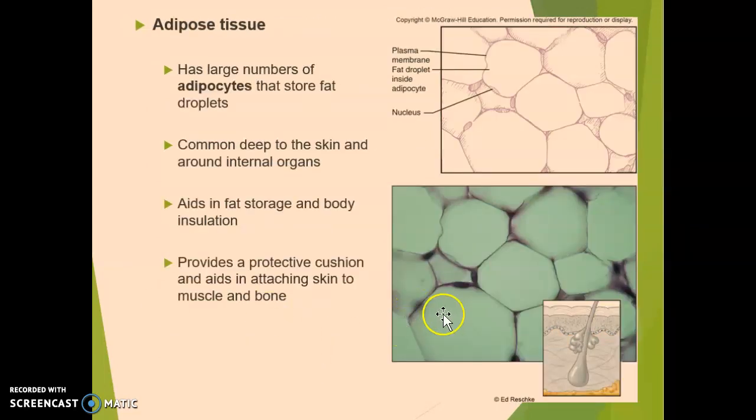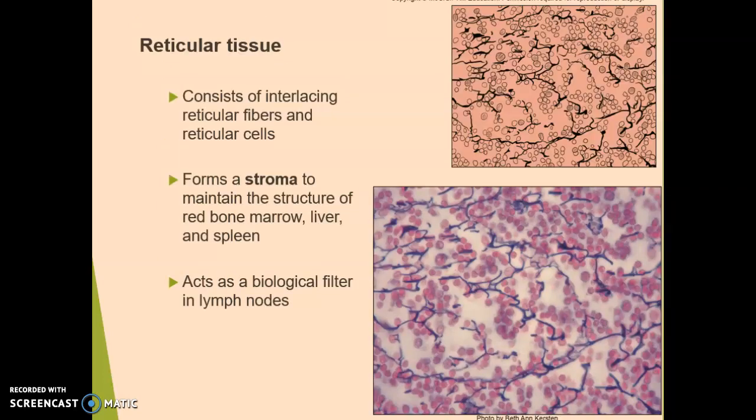Adipose tissue has a large number of adipocytes that store fat droplets, so they look empty inside. The nucleus is pushed out to the outside of the cells. It provides protection and cushion and aids in attaching skin to muscle and bone. So this is definitely our fat tissue in our body. The reticular tissue consists of interlacing reticular fibers and reticular cells, and it forms the stroma, the main structure of red bone marrow, the liver, and the spleen, which are the attached frameworks. It also acts as a biological filter in lymph nodes.